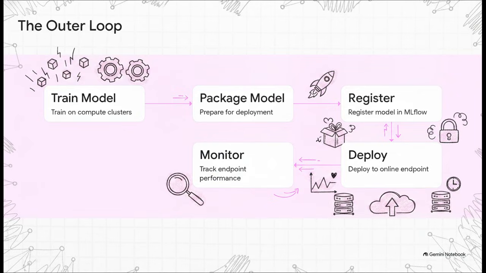We train or refine the model, package it securely, register it centrally, deploy it to an active online endpoint for real-time prediction, and instantly, and I mean instantly, start monitoring its performance. This is where automation takes the wheel. By completely automating every single one of these steps, we ensure that moving a model from staging into full-blown production is consistent, secure, and perfectly reproducible every single time.